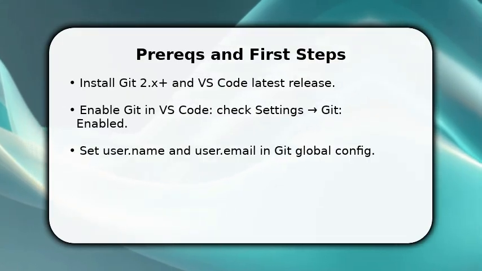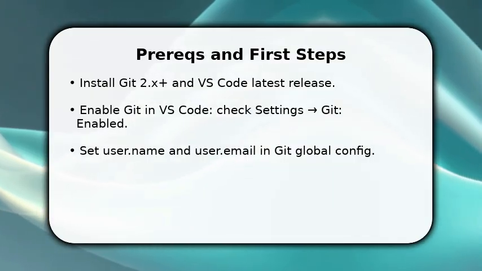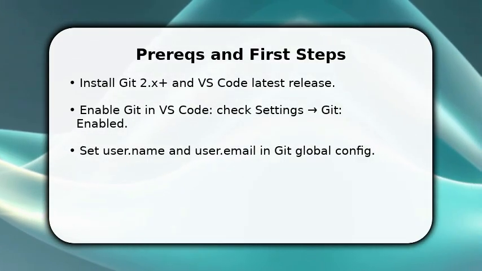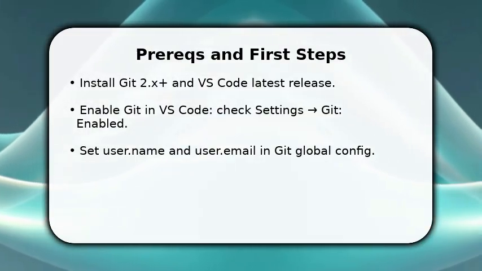Next, configure your identity with git config --global user.name "Your Name" and git config --global user.email "you@example.com" so commits link to you. Make sure your SSH key or credential helper is ready.